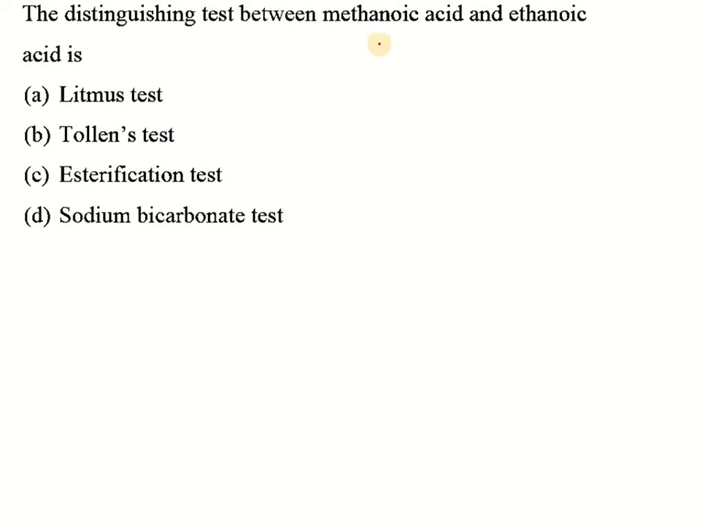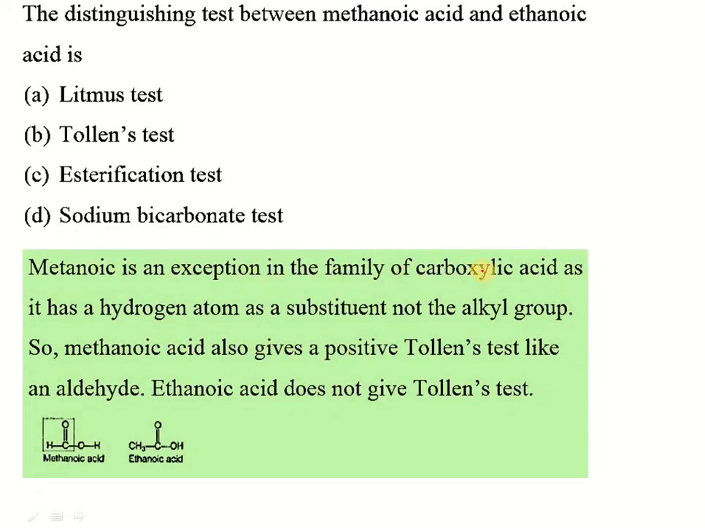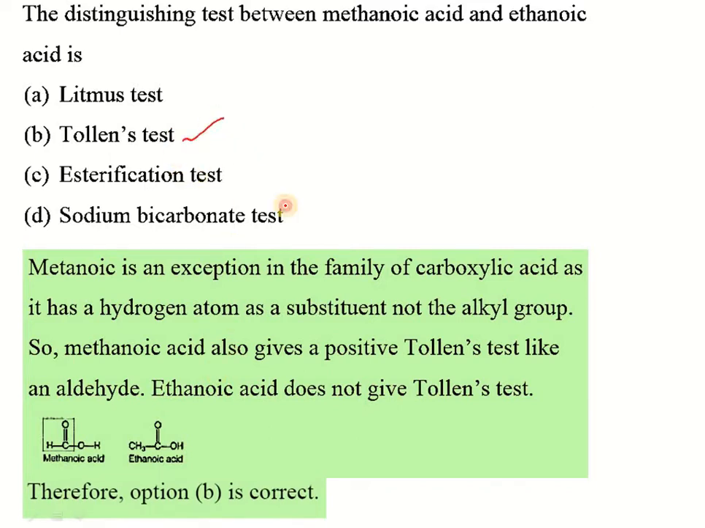The distinguishing test between methanoic acid and ethanoic acid: litmus test, Tollens test, esterification test, sodium bicarbonate test. Methanoic acid is an exception in the family of carboxylic acids, as it has a hydrogen atom as substituent, not an alkyl group. So methanoic acid also gives a positive Tollens test like an aldehyde. Ethanoic acid does not give the Tollens test. That means the Tollens test distinguishes between methanoic acid and ethanoic acid.